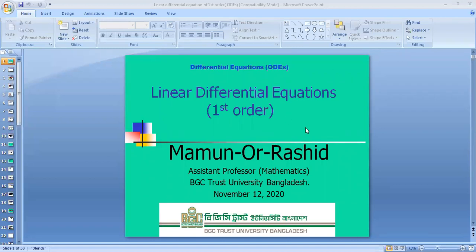Okay, today we'll start with linear differential equations, one of the parts of ordinary differential equations. In this, we'll study first order linear differential equations. In the previous lecture, we studied differential equations with variables separable, homogeneous differential equations, and equations reducible to homogeneous differential equations. But today we'll start with linear differential equations of first order.